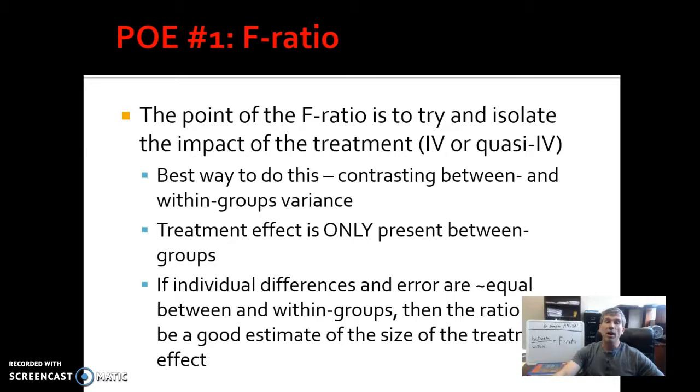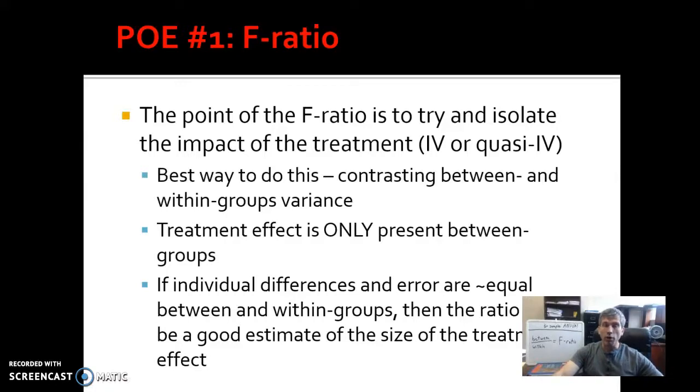And again, the entire point of that F ratio is to try to isolate what effect the treatment is having. The single best way of doing that is having that basis of comparison. How much do people in the same groups vary from each other? Then how much do people in different groups tend to vary from each other? Any effect that treatment is having is only coming up in the between groups. And if you expect individual differences in error to be roughly equal between and within groups, then you would expect, again, to get a pretty good estimate of what that treatment effect is doing. A perfect estimate? No, probably not.